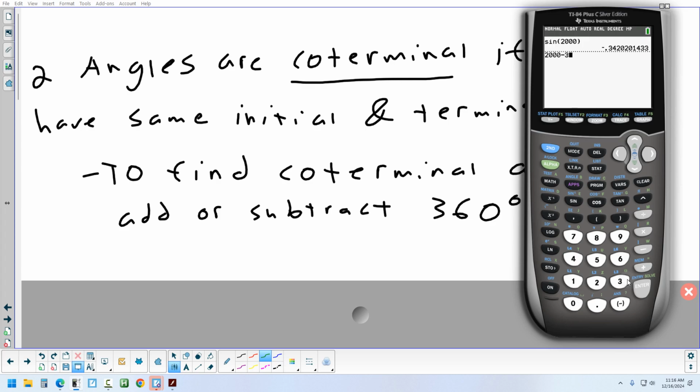I could subtract 360. So let's subtract 360, and we get 1640. Now, if I do the sine of 1640, how do you notice that answer compares to the one we just had? It's the same. Now, 1640 is still pretty big. So what could I do to make that even smaller? Subtract 360 again. Yeah, I could just keep subtracting 360 as many times as I want until I finally get an angle that I think is easy to work with.